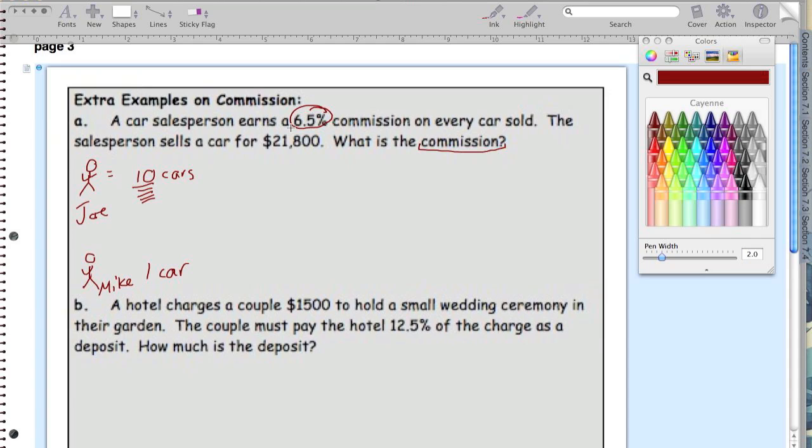So a car salesperson earns 6.5% commission on every car sold. The salesperson sells a car for $21,800. We want to know what the commission is. So we have A is P% of B. We see that he earns 0.065, which is 6.5%. And we know that the total amount of the car was $21,800. He's not going to get all of that. He's only going to get a part of it, a portion of it. And here we have our formula. So all we have to do is multiply 0.065 times 21,800 to find out that A equals 1,417. So this car salesperson is going to make off of that one car that he sold $1,417 in commission. Okay? That's what the concept of commission is.